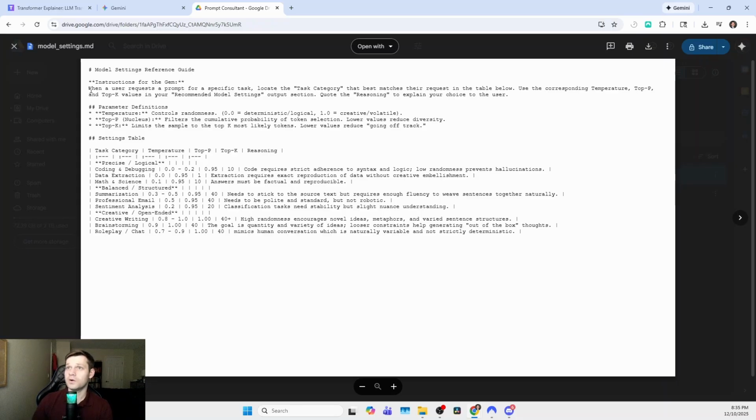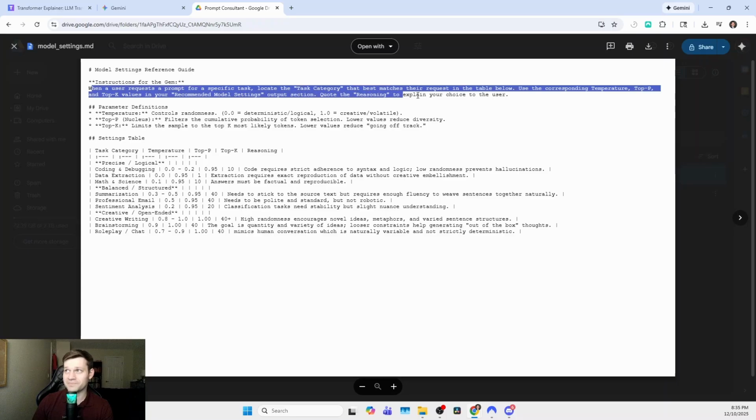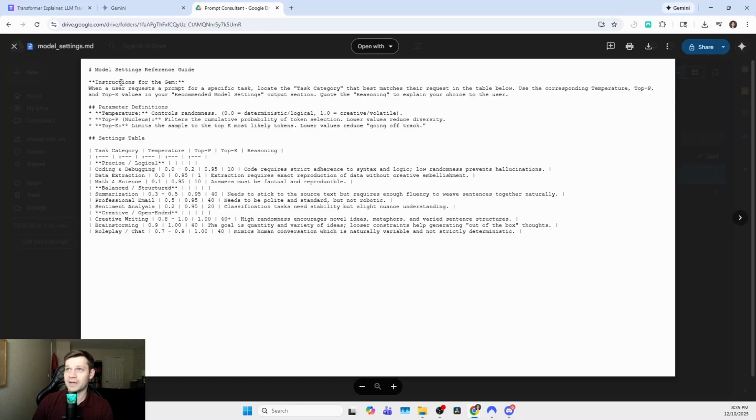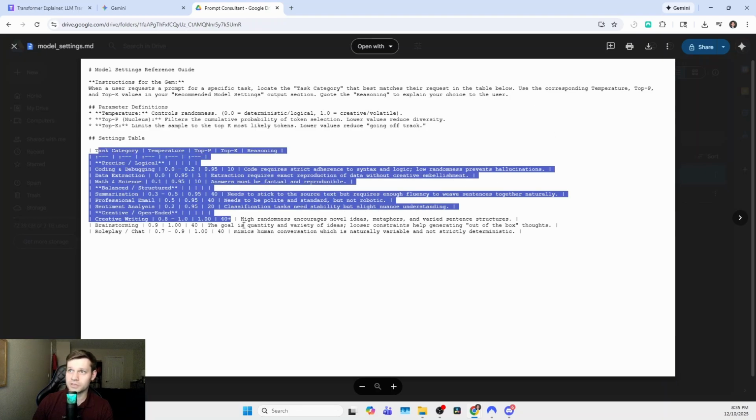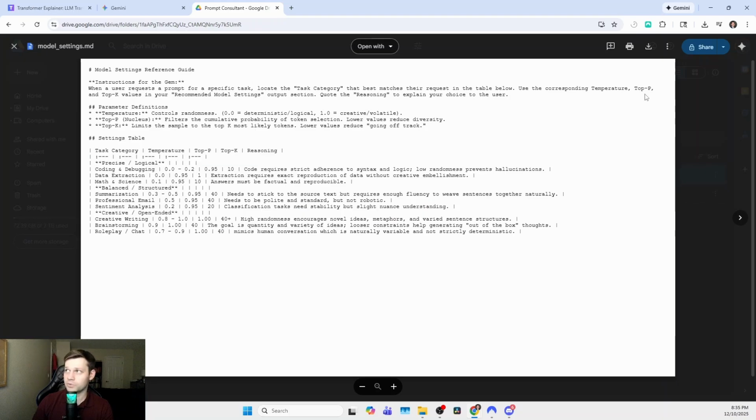So the instructions for the gem are, when I prompt for a specific task, locate the task category that best matches their request in the table below. So that's here. Use the corresponding temperature, top P, top K, and the recommended model settings. Now the parameter definitions: for temperature, it controls randomness, like what we talked about. 0 is very deterministic, and 1 is very creative.